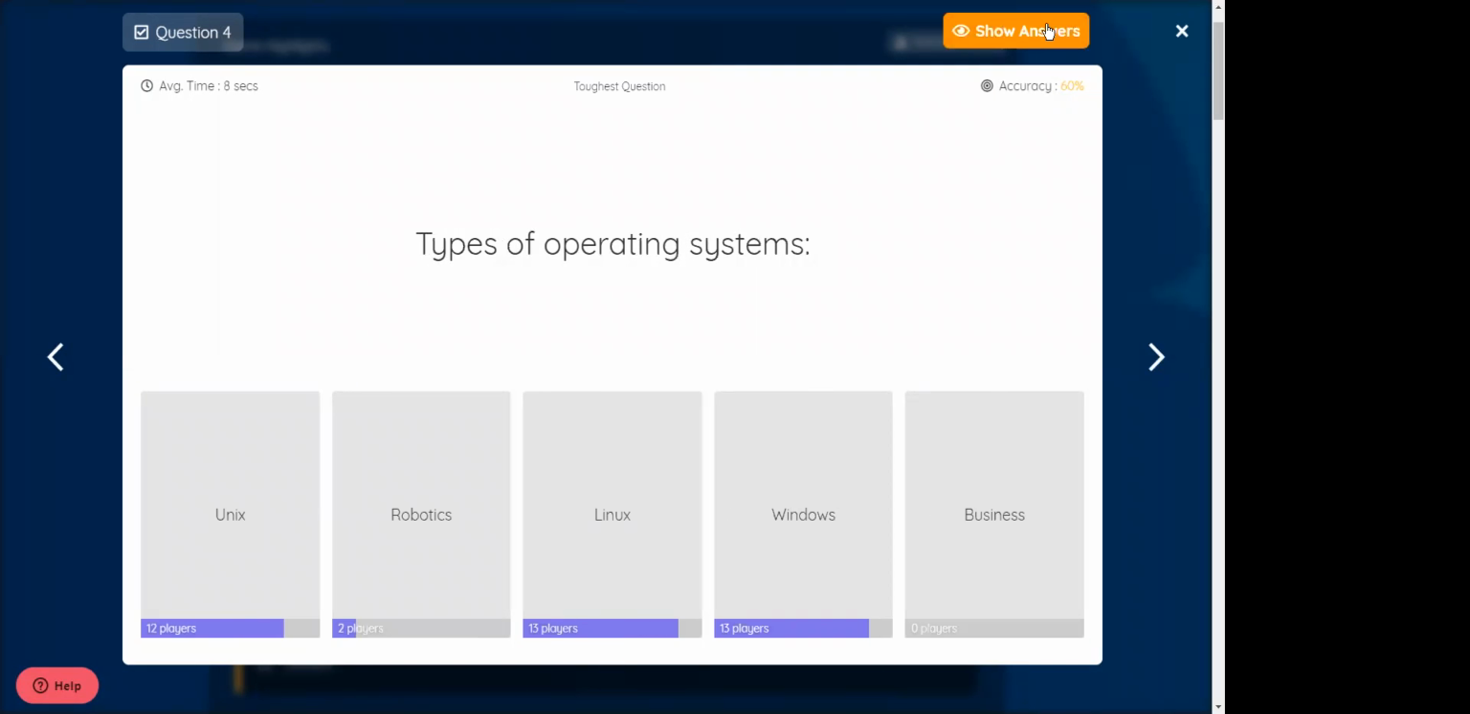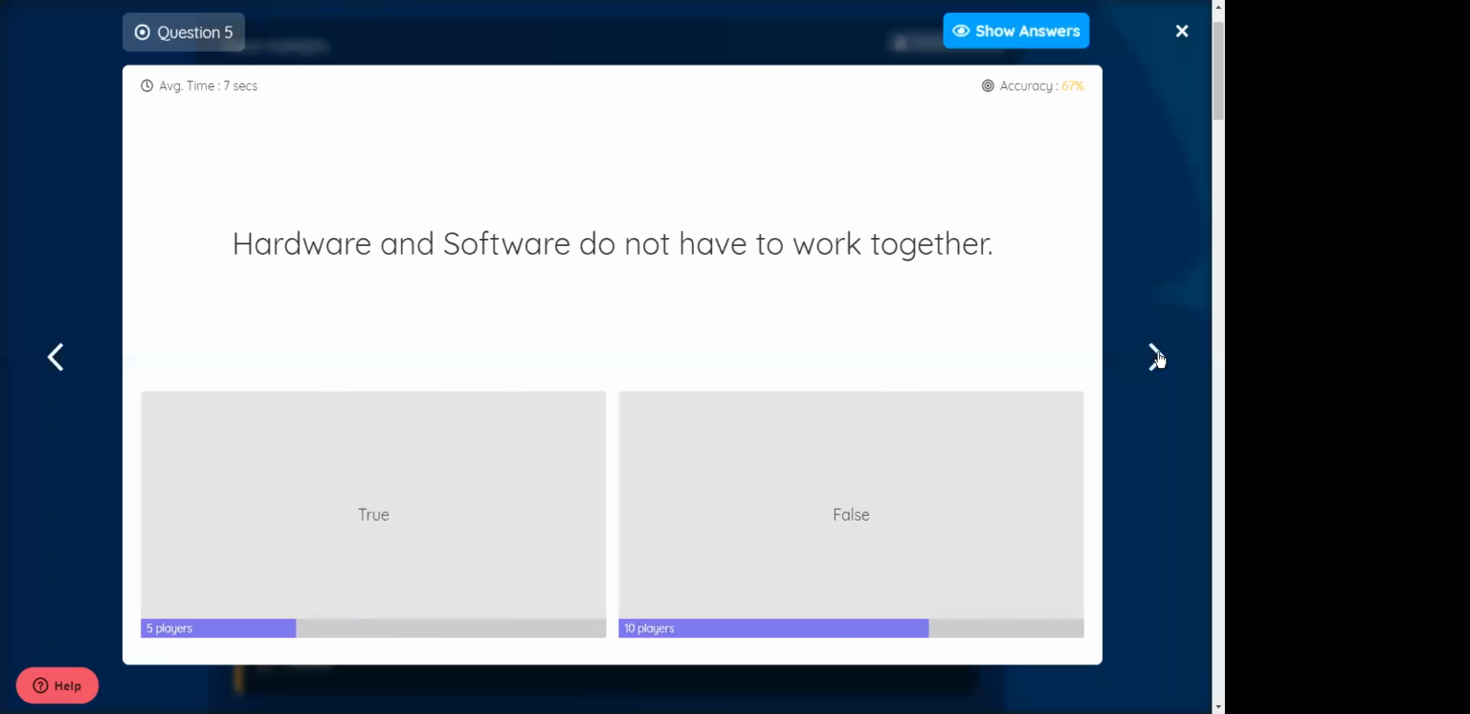Then, types of operating system. What are the types of operating system available? Unix, Linux, and Windows. Good. Next one: hardware and software do not have to work together. True or false? False, because hardware and software have to work together.